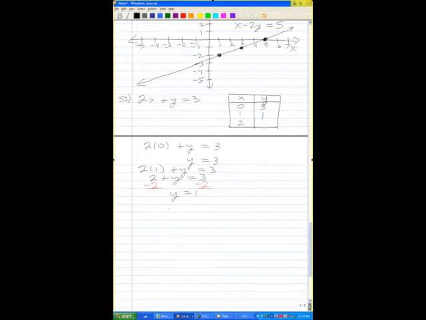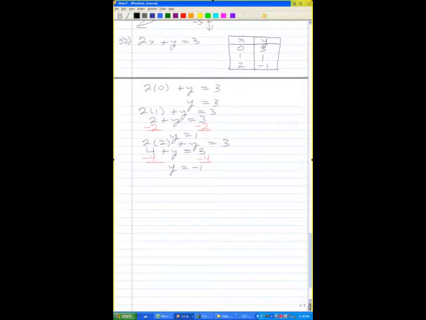And let's pick 2. So 2 times x, 2, plus y equals 3. 2 times 2 is 4, plus y equals 3. So by the additive property of equality, I can subtract 4 from both sides of my equation. And so I get y equals -1. And now let's draw this.